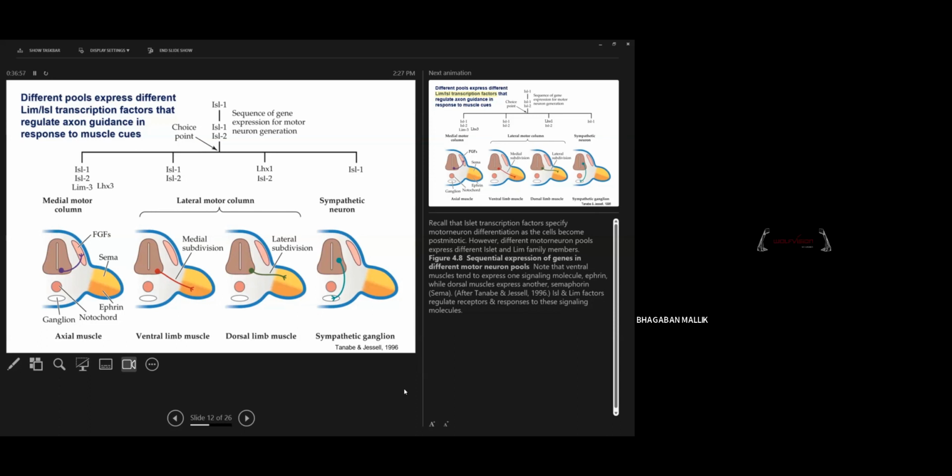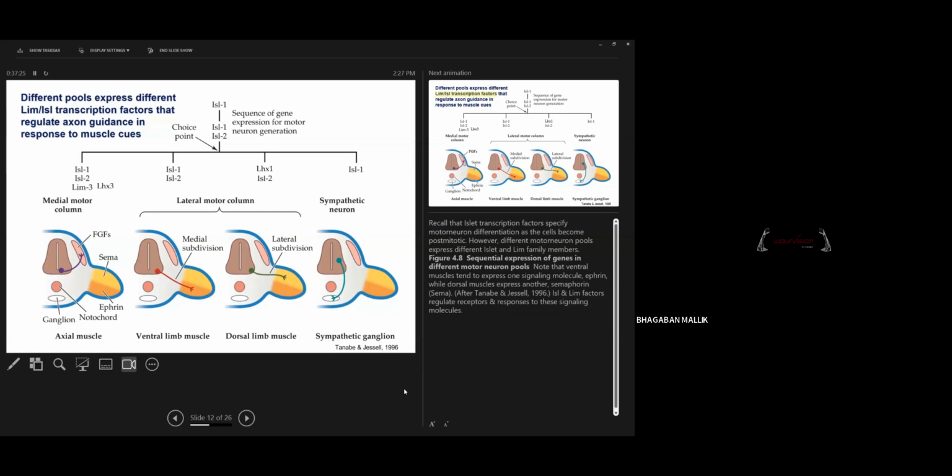So here you have different pools of transcription factor that can also regulate axon guidance in response to the muscle cues. The muscle cues means the transcription factor that is present in the muscles. Here they have talked about different sets of transcription factor and innervation of the nerve to different regions of this organism, like the muscle.